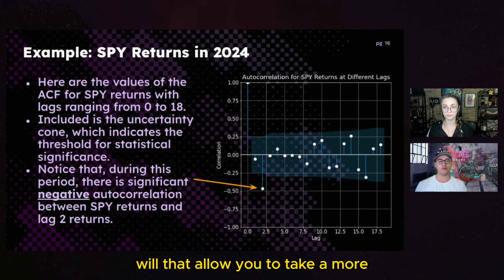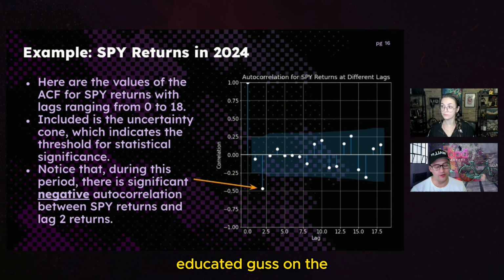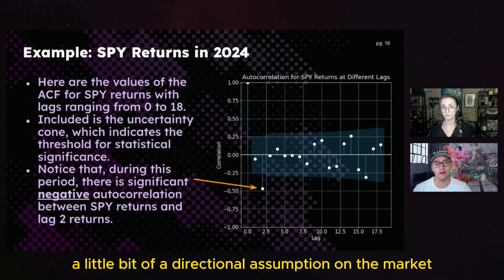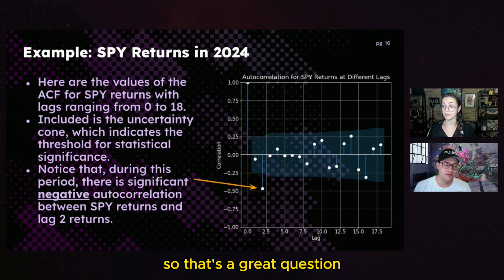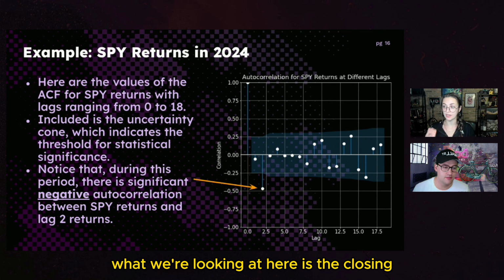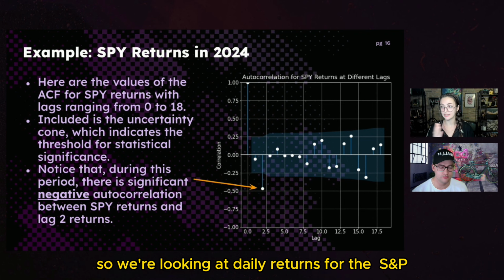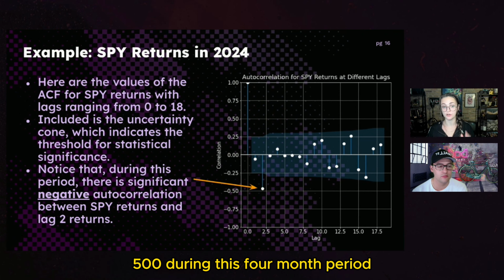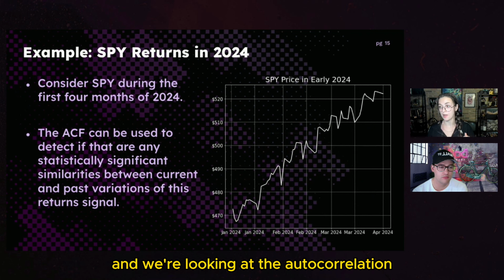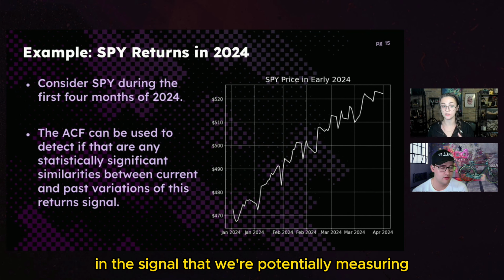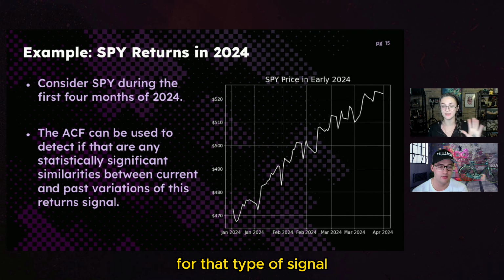Will that allow you to take a more educated guess on maybe a little bit of a directional assumption on the market, or not really? So that's a great question. Specifically, what we're looking at here is the closing daily price movements, right? So we're looking at daily returns for the S&P 500 during this 4-month period, and we're looking at the autocorrelation in the signal that we're potentially measuring for that type of signal.